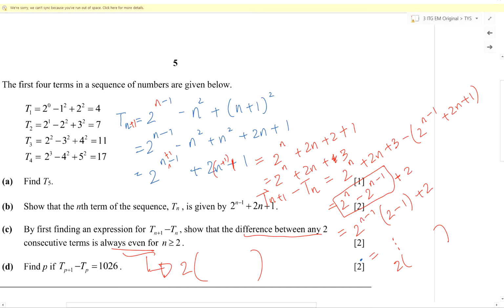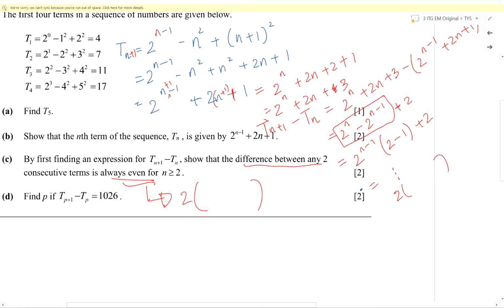Okay, let me see. Now for D. Can you do this by yourself already? Can you finish it by yourself? Oh yes, you need a statement. Since Tn plus 1 minus Tn is a multiple of 2, then it is even.